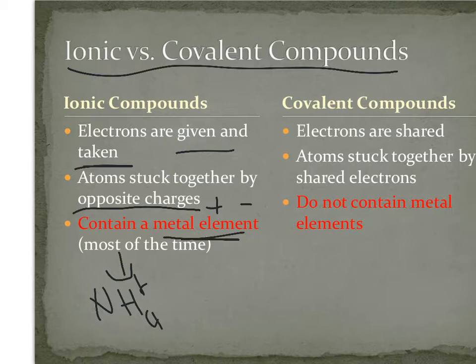Covalent compounds, on the other hand, share electrons. And what makes them stick together is those shared electrons. The atoms can't be too far apart if they're going to share that electron, so they have to stay in close proximity. And they also do not contain metal elements.